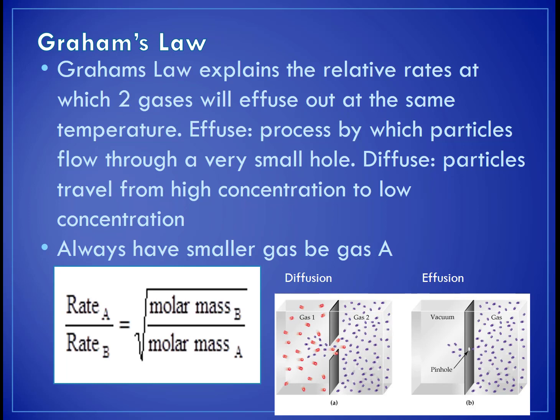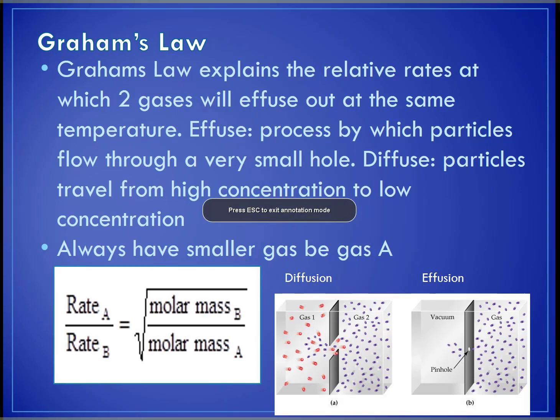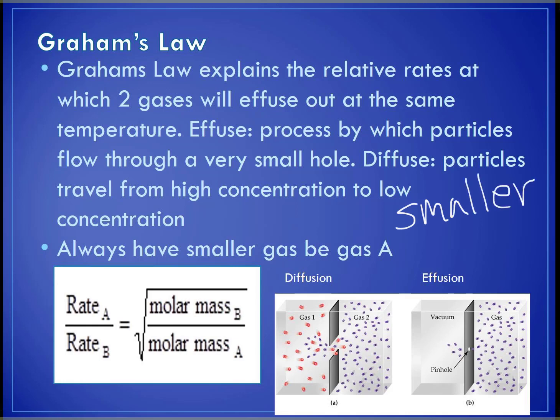Let's look at effusion. In effusion, we take our gas sample in one side of our container, and on the other side we have a vacuum. Then we poke a pinhole through and see how fast the gas travels through that little hole into the vacuum. So it's a way to measure the rate of how fast something will travel, this effusion. And what we find is the smaller gases travel faster. The smaller the mass, the faster it travels.